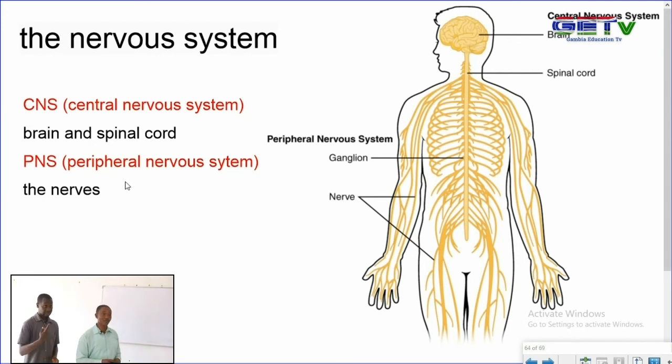Next, I briefly want to look at the nervous system. This is simply another means of communication. So we have the central nervous system, that is the brain and the spinal cord. And then we have the peripheral nervous system, that is the branches that are coming from the spinal cord. The nerves help us to communicate with the outside world. Seeing, hearing, smelling, touching, everything that we're able to pick up is by means of the nervous system.